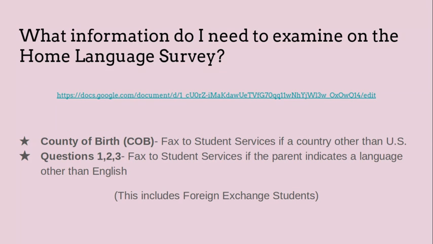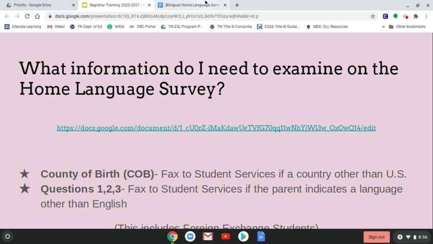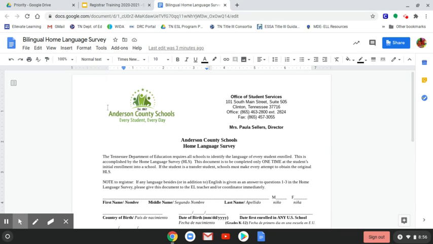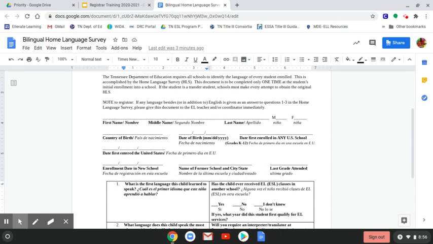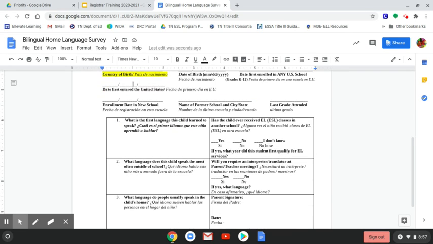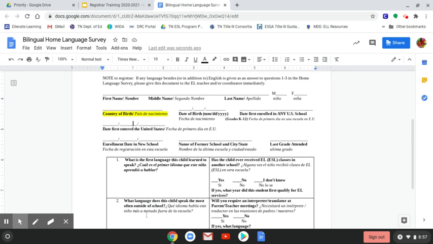So, what information do I need to examine on the Home Language Survey? We're going to take a look at that form together. There are two pieces of information that are very important for you to look at. The first one is the country of birth, which is right here. The country of birth is going to give us information that we're going to need to complete the immigration or immigrant portion of our federal reporting. So if there is a country other than the U.S. listed here, we must have a copy of this sent to Student Services, even if the other portions have a language other than English, or if they have all English.